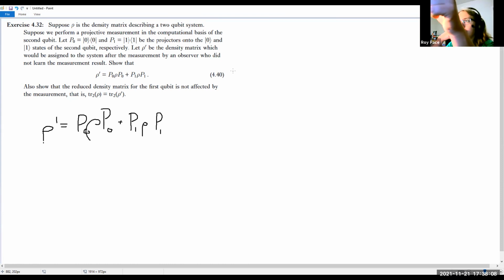I think since they asked for the trace, they expect us to actually get rho specifically. Oh, wait. The projector, okay, we're only measuring the second qubit. I see. Oh God, I really don't want to have to write out this whole thing. So since we're only measuring the second qubit, all we do, I think, is apply the P0 and P1 operators to the second qubit of each component of the density matrix, if that makes any sense. Yeah.